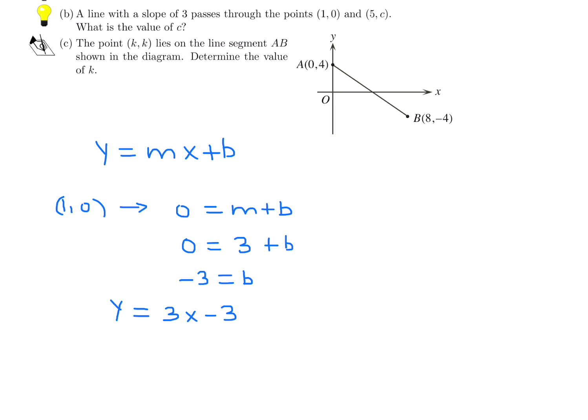So to get the value of c, we have to substitute in that point. So (5, c), if you put that in, we get c for the value of y is equal to 3 times 5 minus 3. So that looks like 15 minus 3. So therefore c is equal to 12.